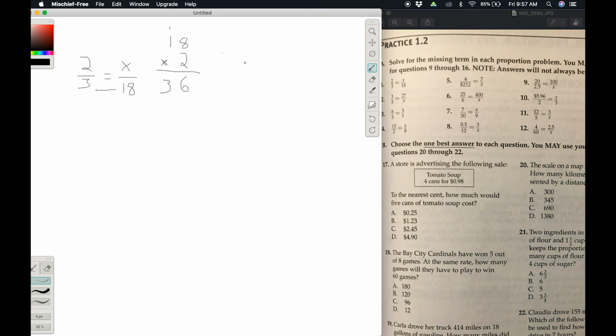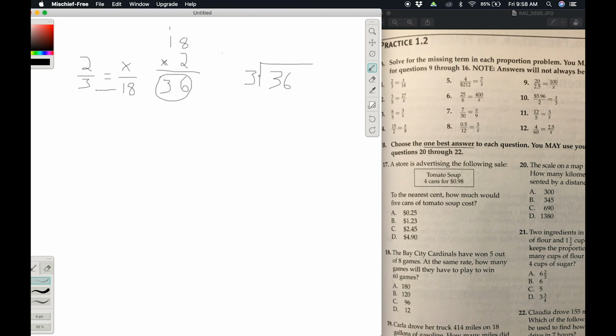I was doing 18 divided by 3. It's supposed to be 36. Duh. Okay. So yeah, I'll probably do a few more of those while I'm here, but I'll correct it.